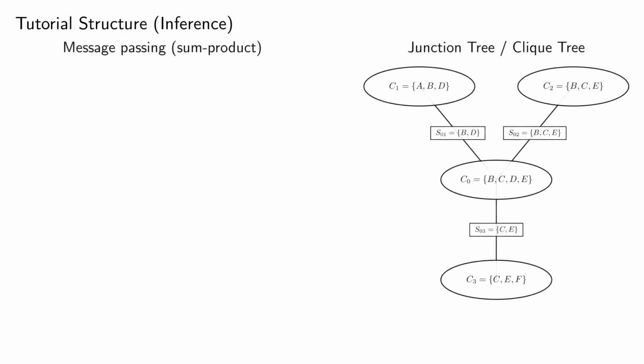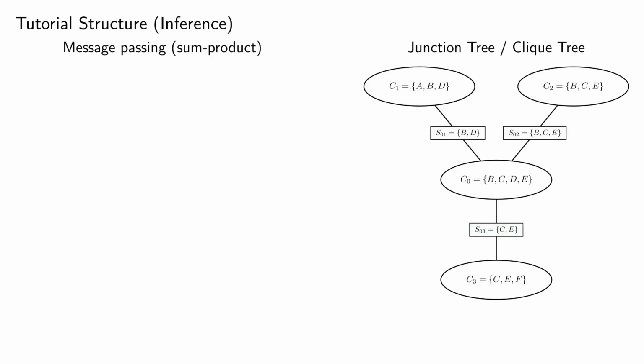The graph on the right is a junction tree, which is also called a clique tree. It is obtained by organizing clusters of variables into a tree. Each ellipse here is called a cluster, while the small box between two clusters is a separator set, or subset, containing the variables shared by those neighboring clusters.